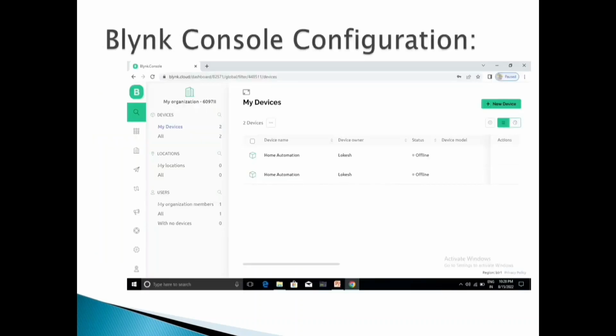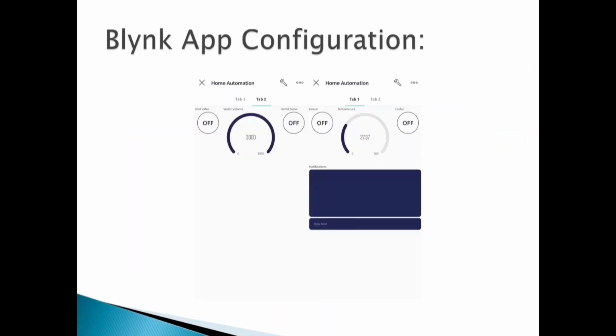Blink console. We create templates here, and we create a template titled home automation, and we create devices here, and we create virtual pins. Blink app configuration. After creating the templates, we develop configuration to use the Blink IoT app. Here we have two tabs, one for temperature control and another for serial tank control.